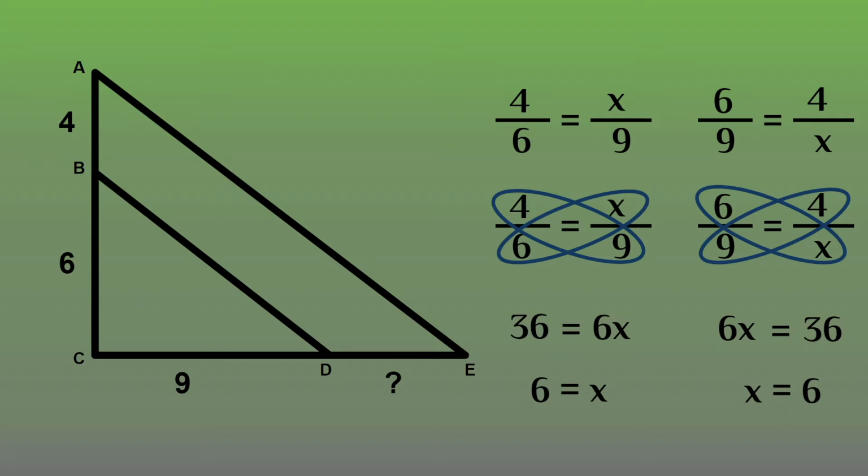But what about in between? What about that gap, that cross-section, where most students would use cross multiplication? What happens then?